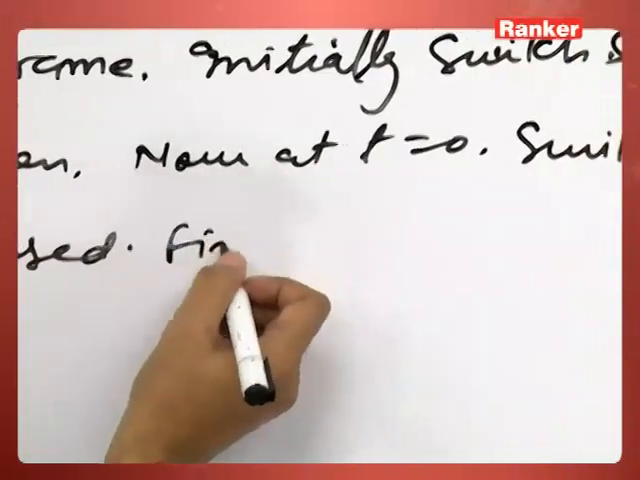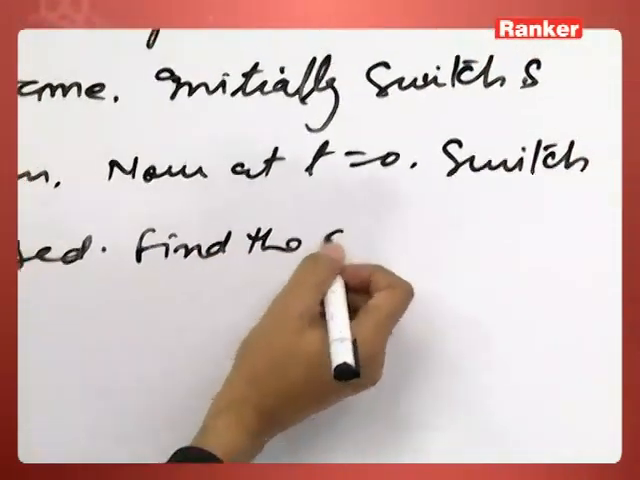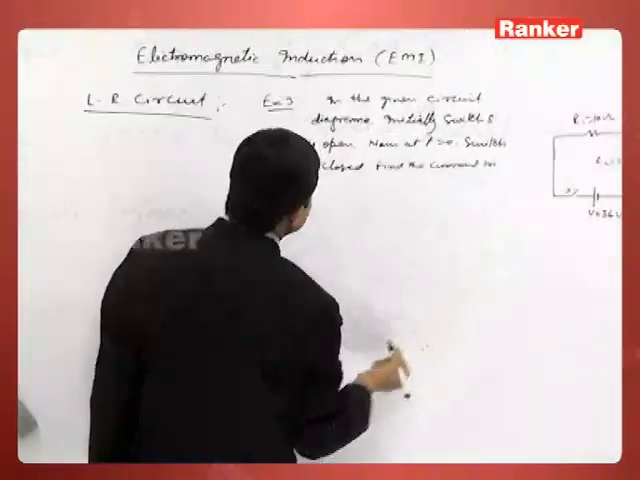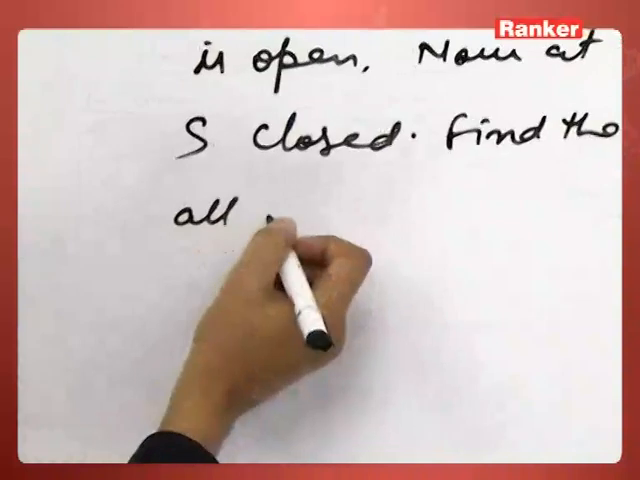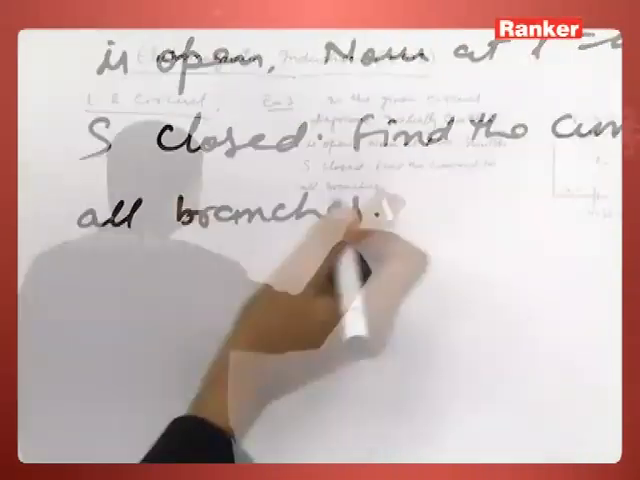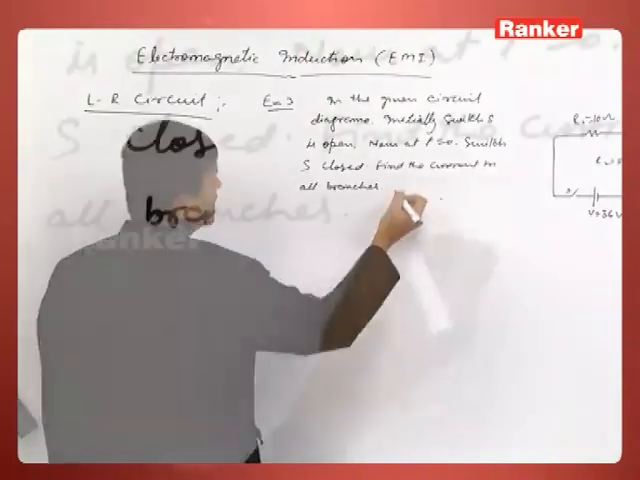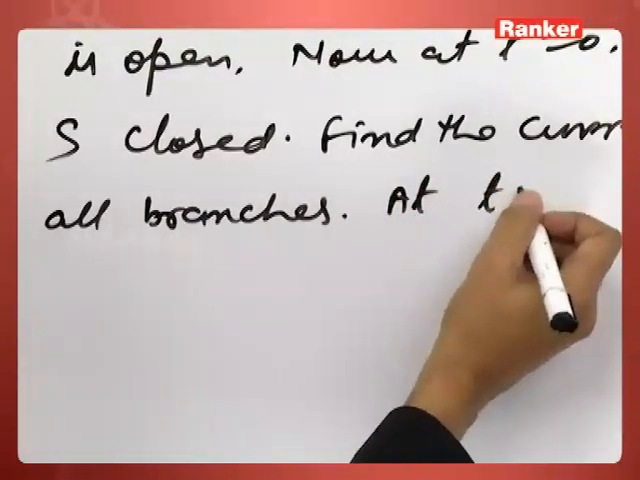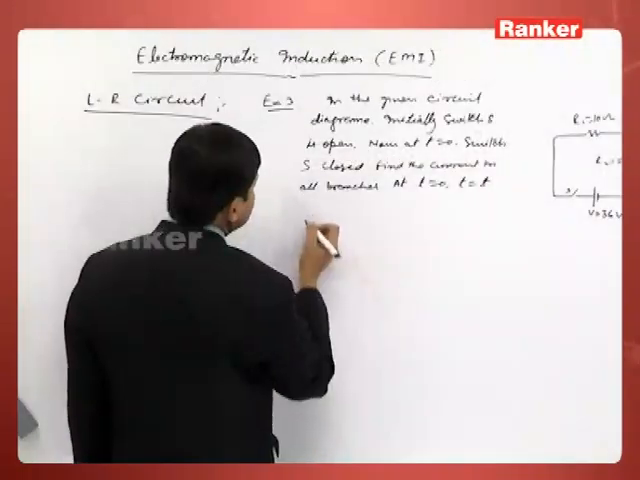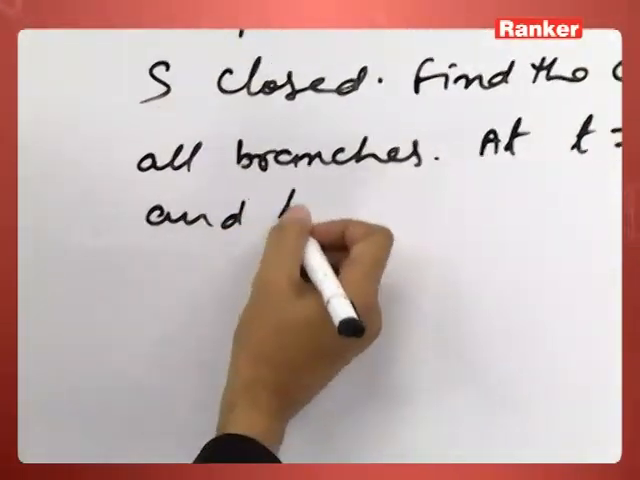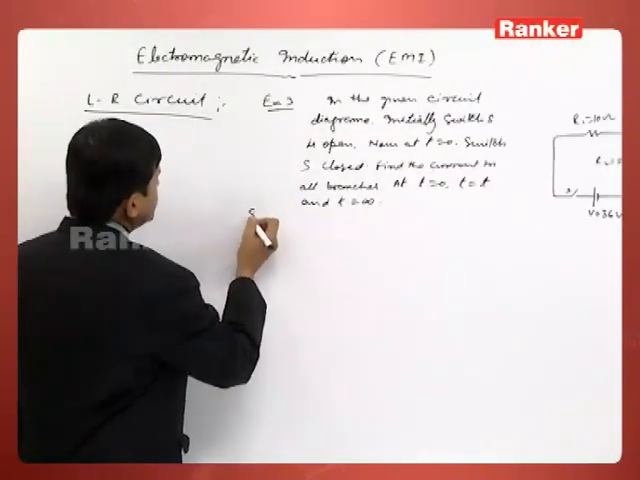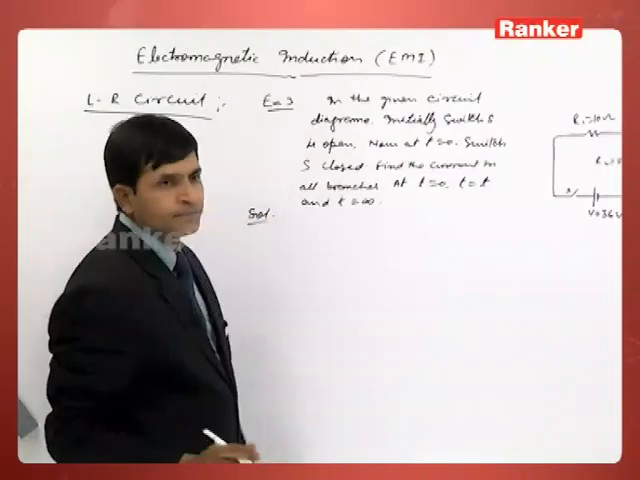Find the current in all branches at t is equal to 0, t is equal to t, and t is equal to infinity. This is the question here.